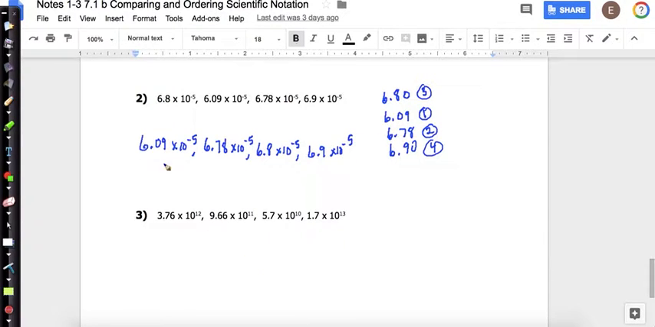Now I can also order these vertically as well. I don't always have to go horizontal like I am, and I'll show you on the next one how to stack them up vertically and order them. Okay, let's look at the next example.